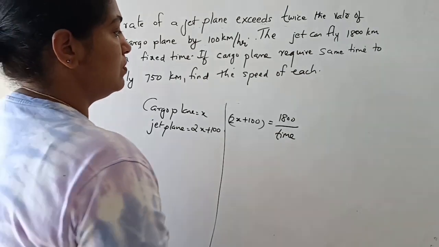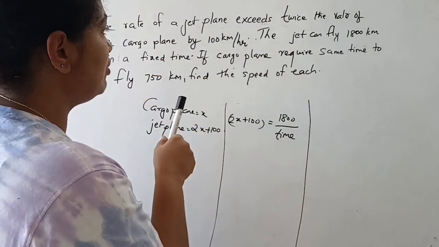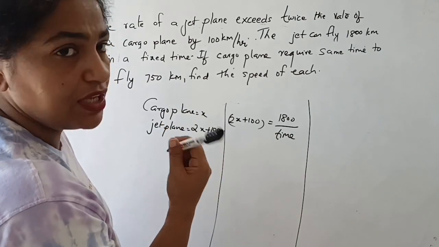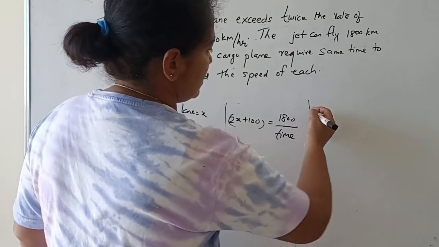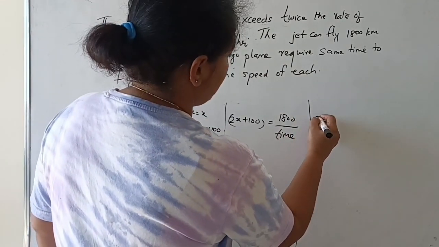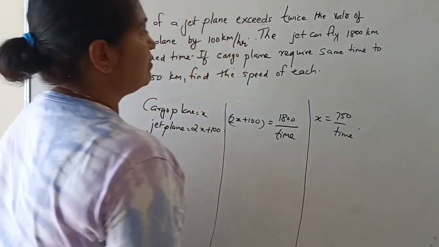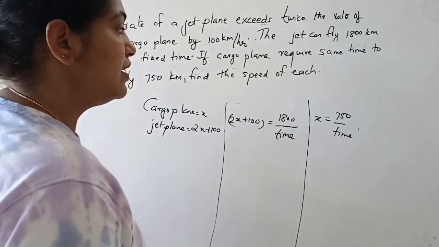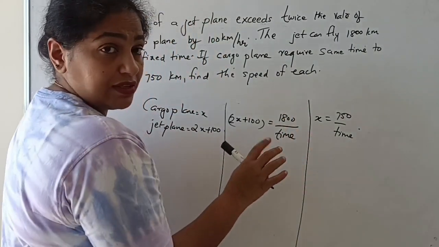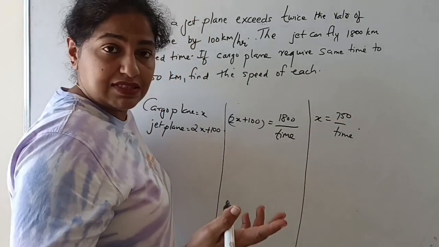Okay. Now, what is my condition? My condition is that the cargo plane requires the same time to fly 750 km. So my condition states that the cargo plane also requires the same time. So the cargo plane speed is x, 750 divided by x. Okay. Now they are telling that the time taken for flying both 1800 km at the jet's speed and 750 km at the cargo plane's speed is the same.